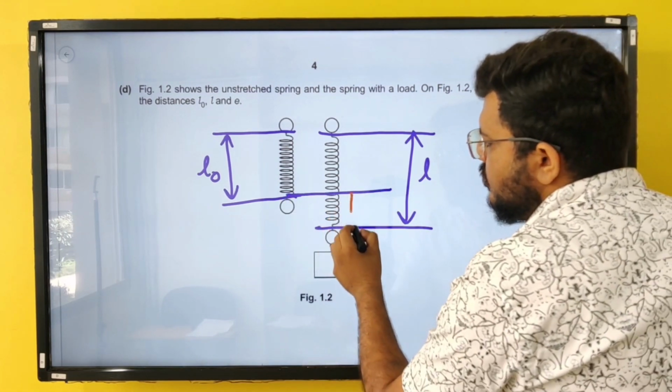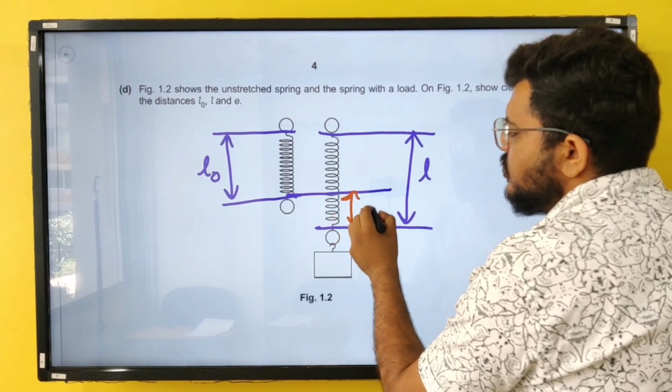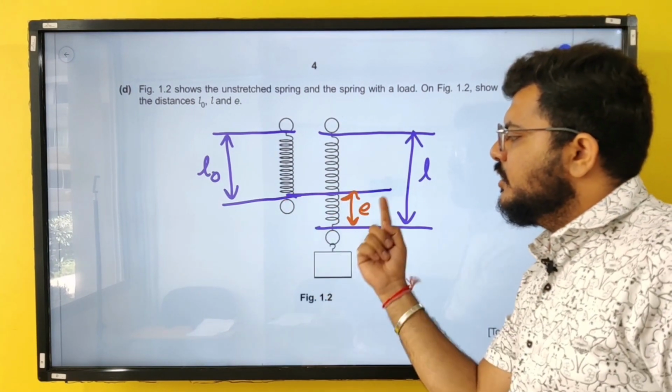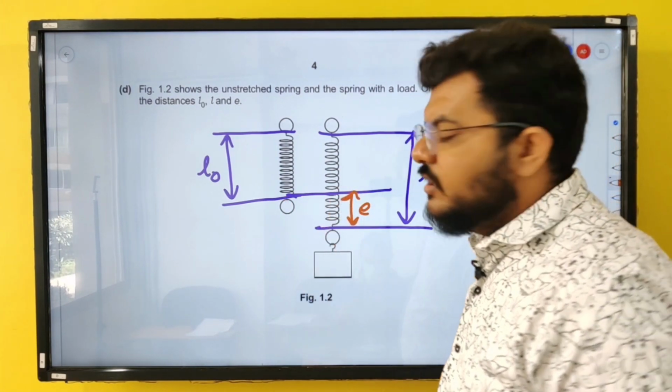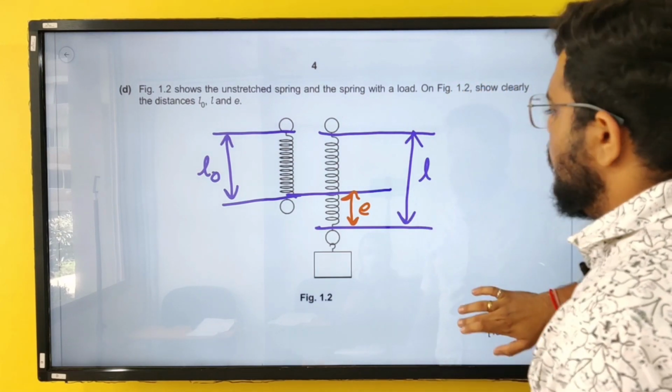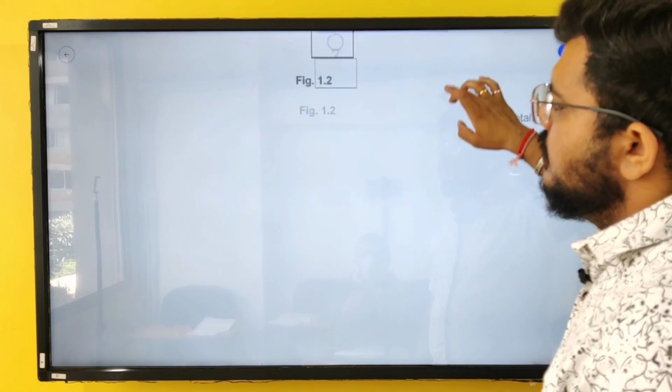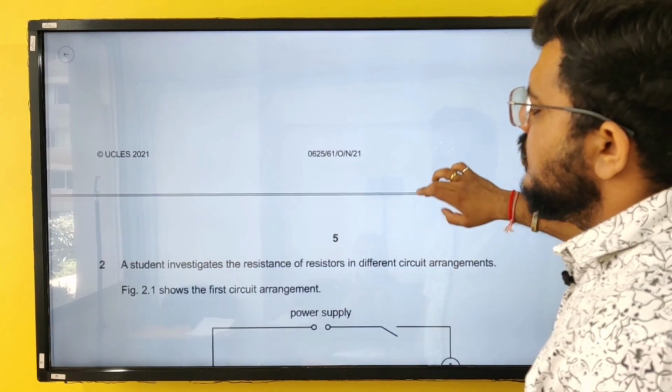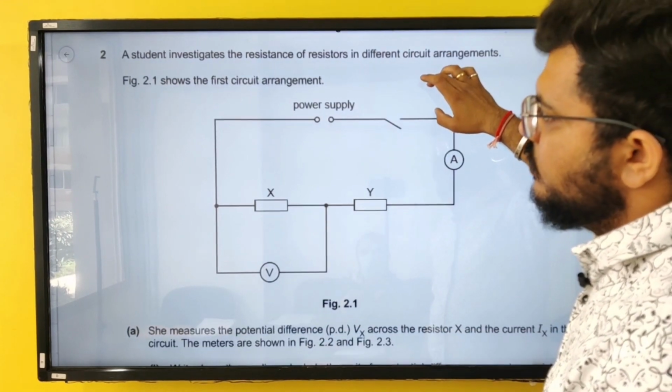The difference between these two is nothing but extension. So you can extend a line from here and draw a gap between these two, showing that this is the extension of the spring, right? Then I think that question is done. Yes. So you have the second question.